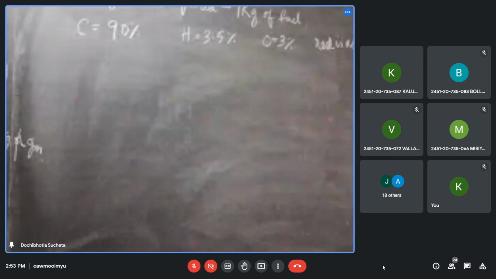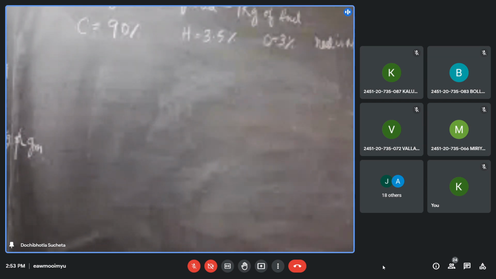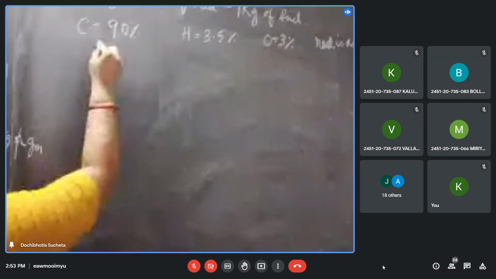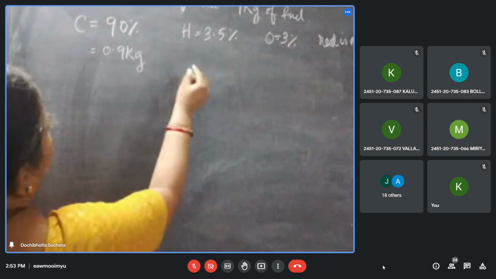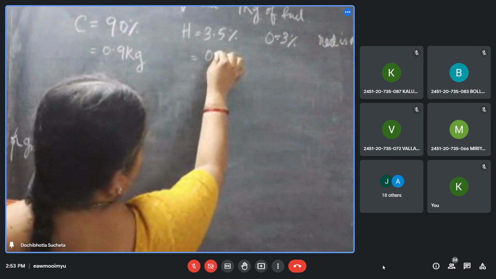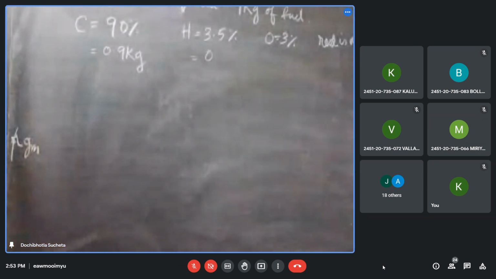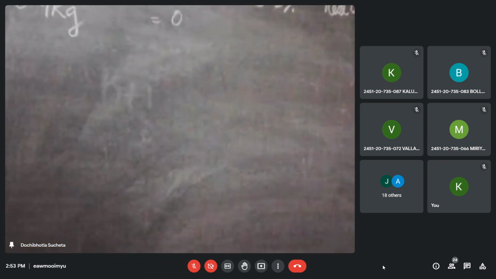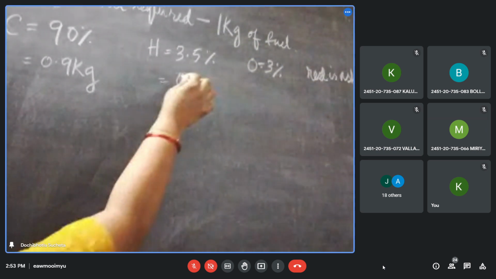11.5, ma'am. Correct, 11.5 is the right answer. Hurry up. So this will be how many kgs? 0.9 kgs. This will be how many kgs? Hydrogen, 0.035.